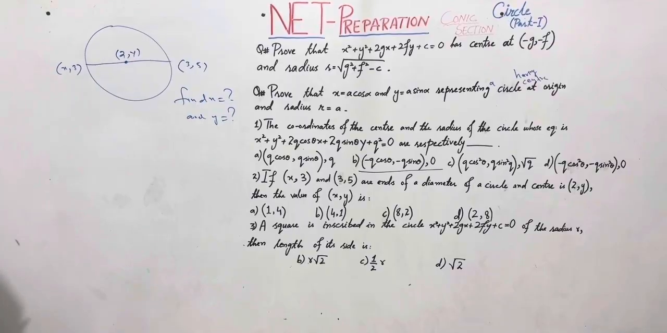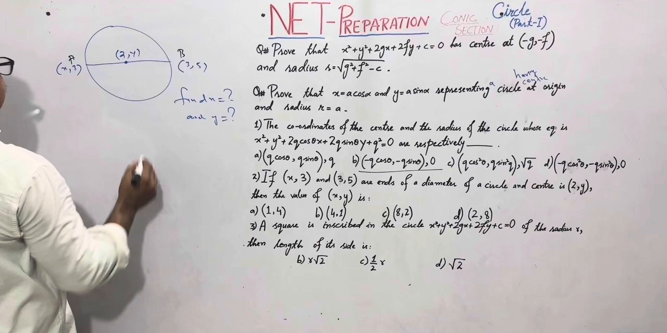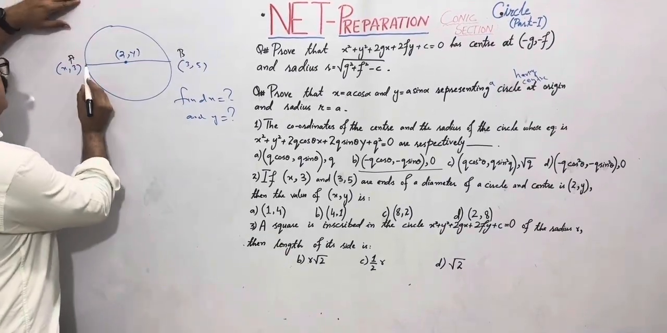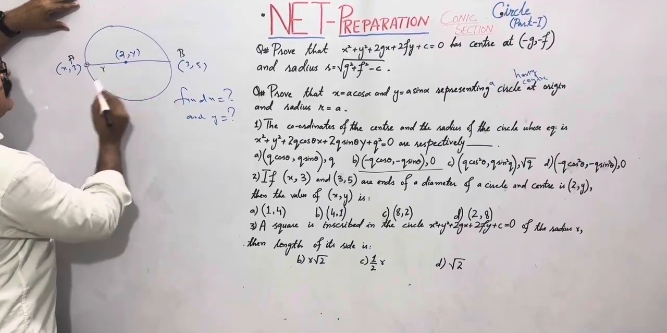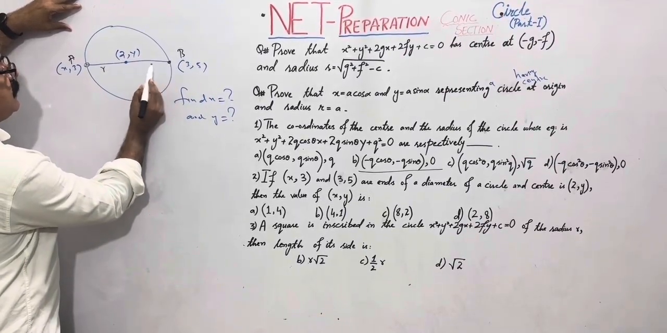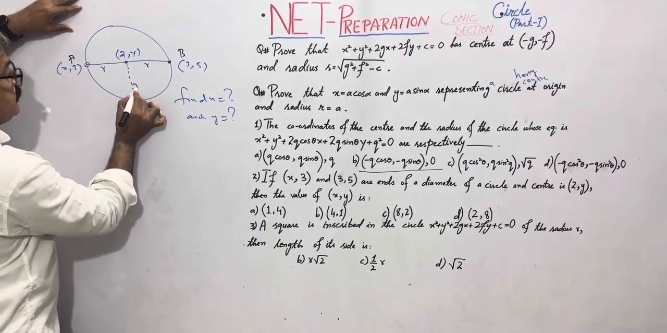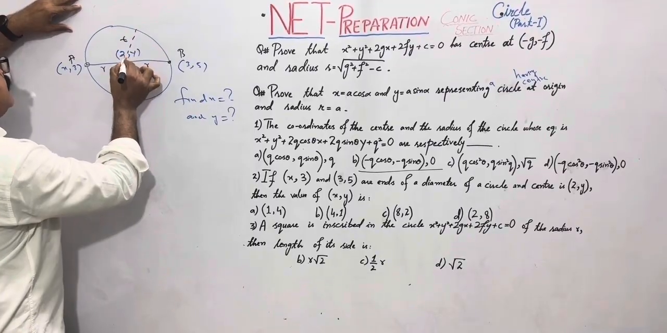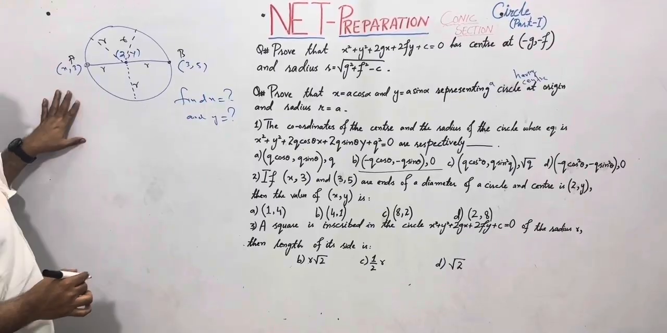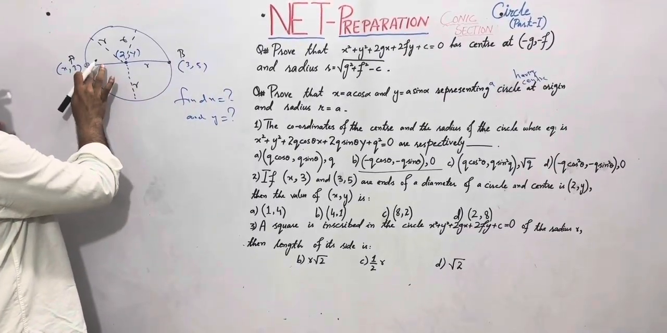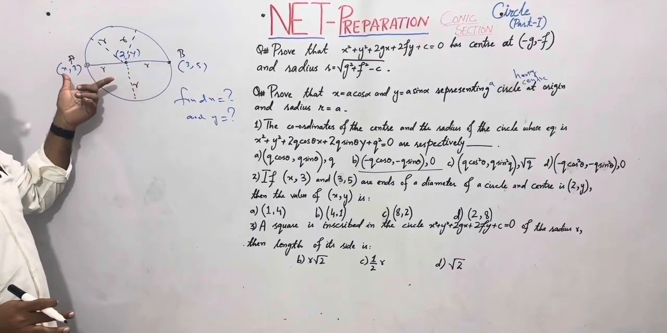We know that, naming them A and B, these are the end points of the diameter. From any point on the circumference to the center, the distance is known as the radius. All these are radii. We are given the two end points of the diameter of the circle.